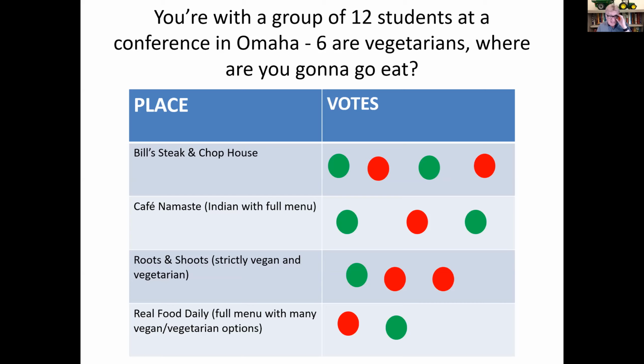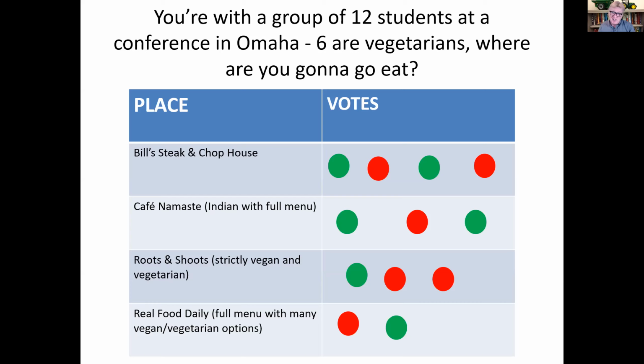And then last but not least, you've got what looks like more of a bistro. It's called Real Food Daily, and it has a full menu. There are also some good vegan and vegetarian options. So you've got 12 people. Have a look at what happens if you've got, in this case, 4 different alternative restaurants and you give everybody a single vote. How do you make the choice? In this particular case, the biggest vote winner was Bill's Steak and Chop House. You had 4 people, 1/3 of your voting population of 12, that voted for Bill's Steak and Chop House.